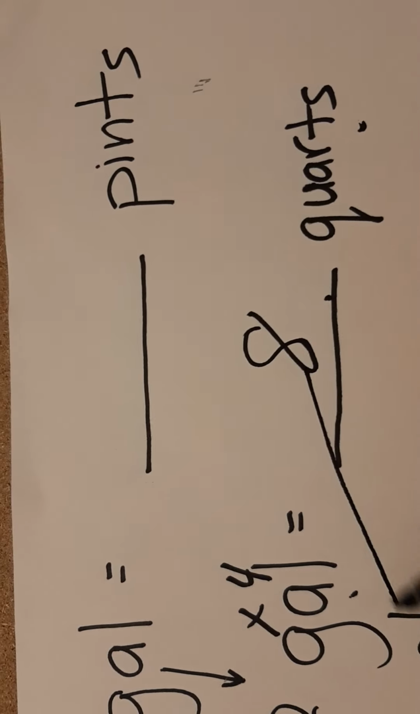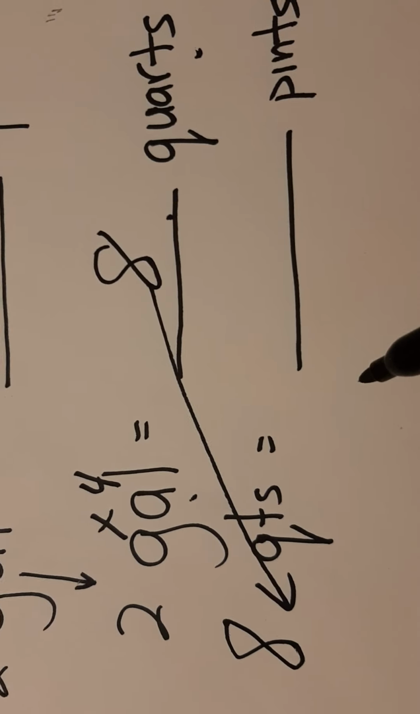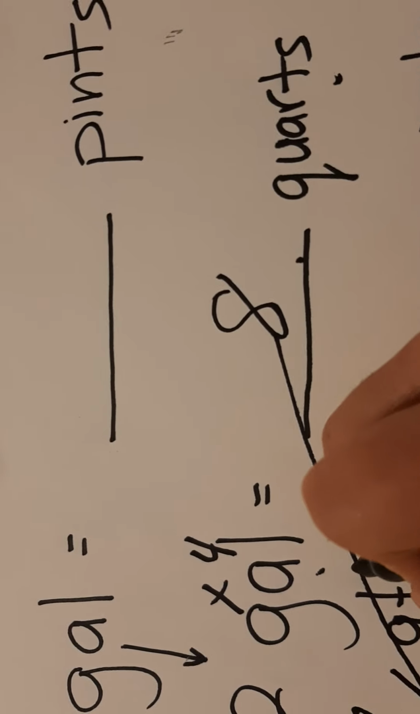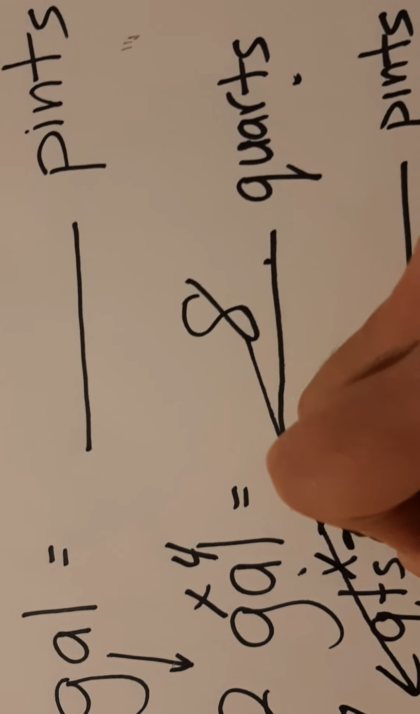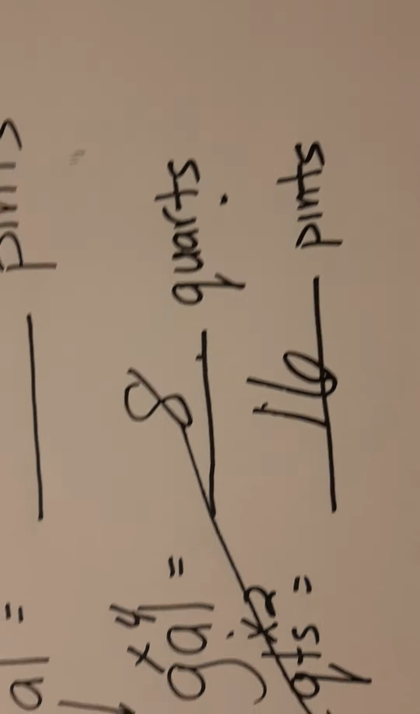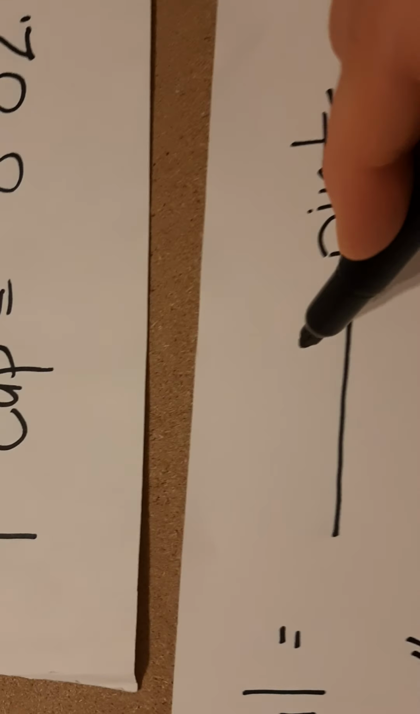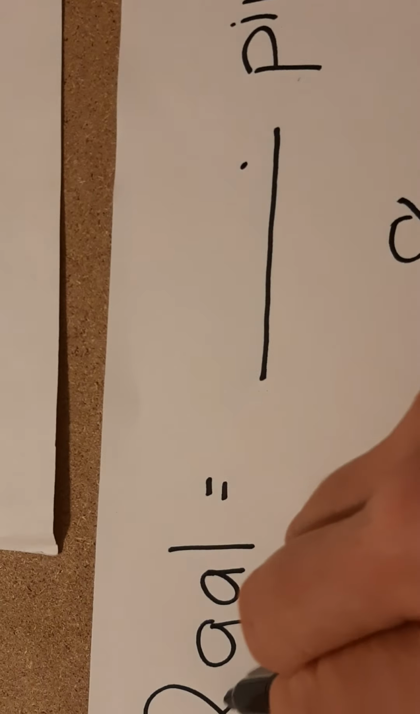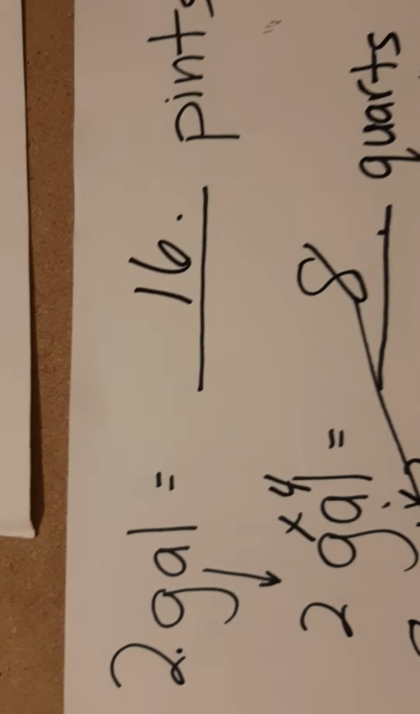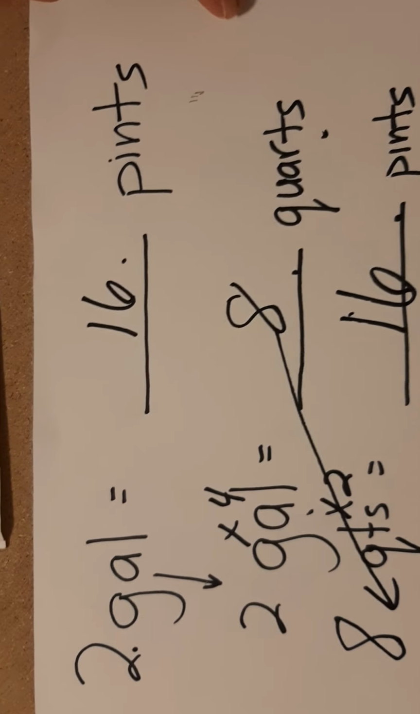So now you take that and you move it over to here. 8 quarts is how many pints? Well, you know there's 2 pints in a quart, so you multiply that by 2. 8 times 2 is 16. So now you take this number and you put it up here. You know that 2 gallons equals 16 pints. So you go step by step, just like we did it.